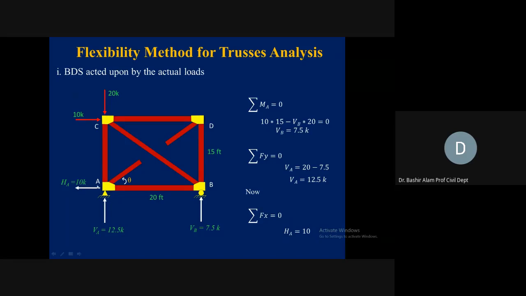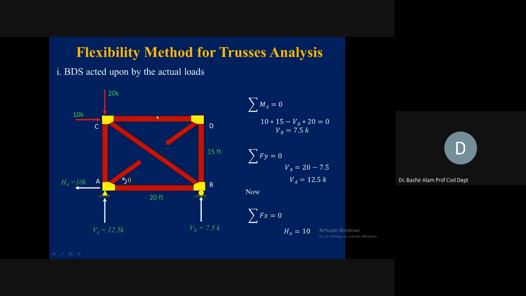Now taking summation of moment about point A is equal to 0. So here you see this 10 times 15 minus VB times 20 is equal to 0. So VB is coming 7.5, and VA, the summation of FY, if we apply, is becoming 12.5. Support reactions are found. Now how do we analyze the members? Very easily we can do this. If we take this joint D now, we can find out member CD and member BD forces very quickly. At this joint, no external loads are applied, no vertical and no horizontal.